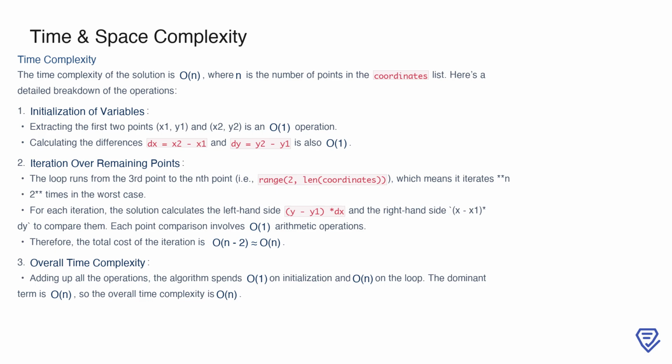Within each iteration, we compute the left-hand side and right-hand side of the equation to check if the current point lies on the same line. These calculations involve basic arithmetic operations, each of which is O(1). When we sum up the cost of all iterations, the total time spent in the loop becomes O(n minus 2), which simplifies to O(n). Adding the constant time initialization to this, the overall time complexity of our algorithm is dominated by the linear iteration, resulting in O(n).